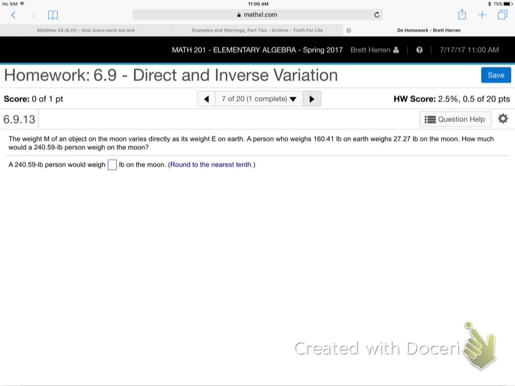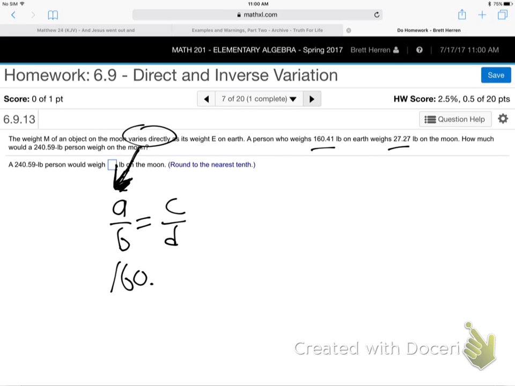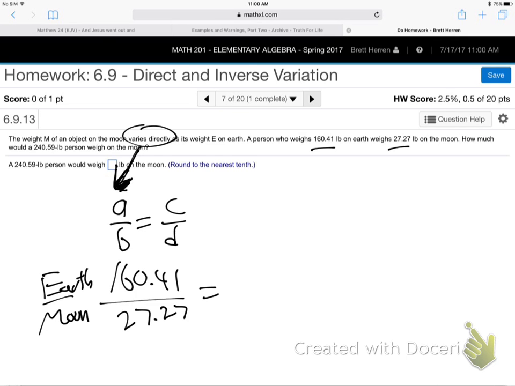They're saying the same words, varies directly. There they are. So as soon as you see that on the practice exam today and the real exam tomorrow, you think, oh, okay, varies directly. I know it's like A over B is C over D. So I go 160.41 over 27.27. I'm putting Earth weight on the top, moon weight on the bottom.